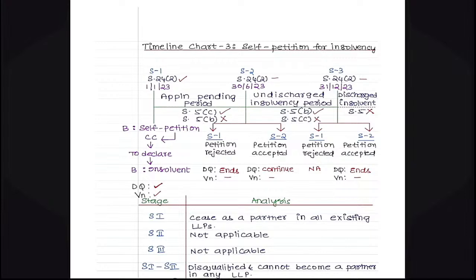Everyone understood? Okay. Some people who completed CA Inter are also coming live. Why are you coming live? What is the use? Complete, everyone.